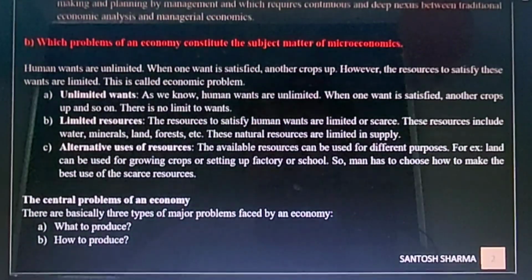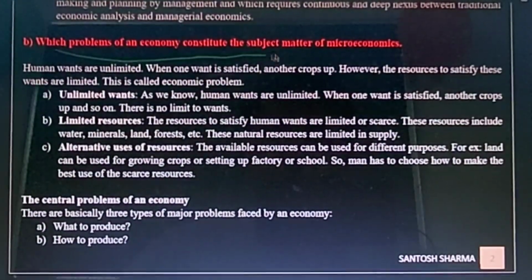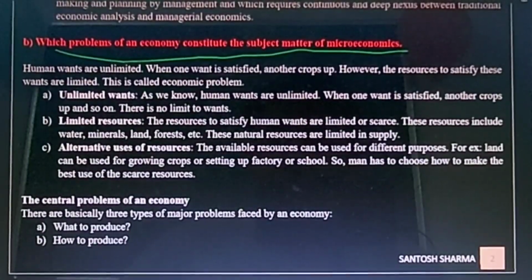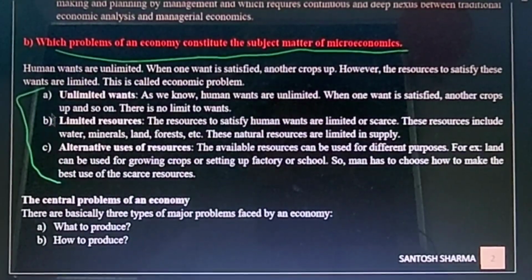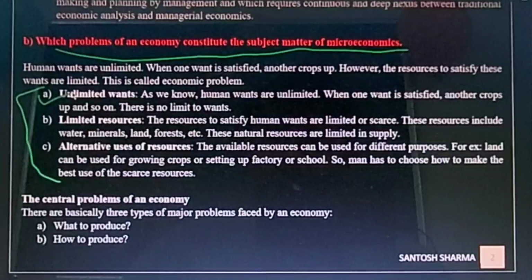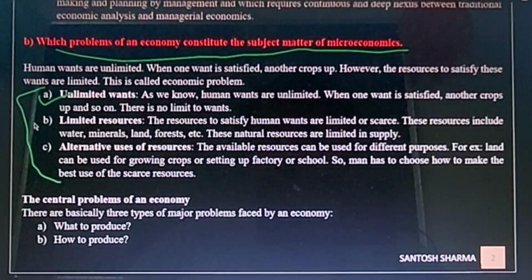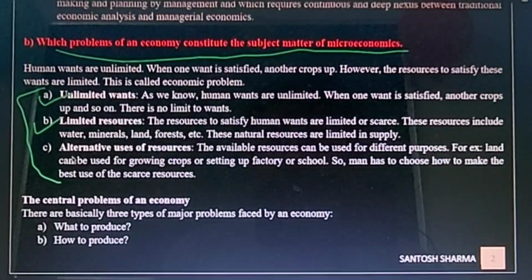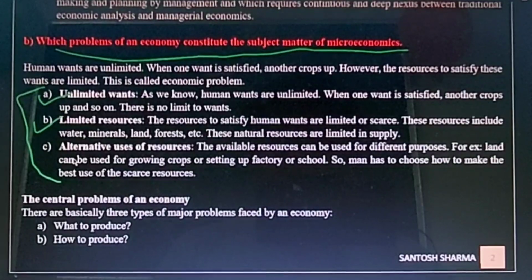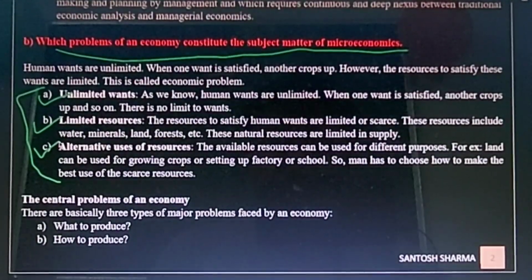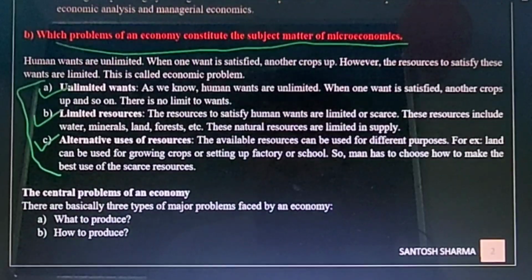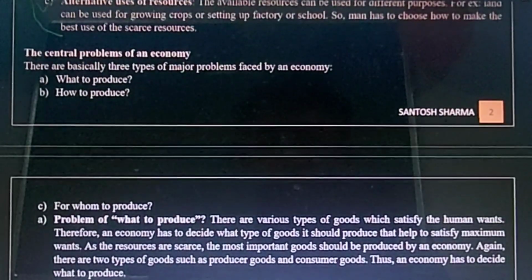The second part of the question is which problems of the economy constitute the subject matter of microeconomics. So basically these are the causes of the problems. Like, why do we study economics? Basically we have unlimited wants, our desires are unlimited, but we have limited resources to satisfy these wants. So we need to choose the best possible commodity or resource. And again, whatever resources are available with us, they have alternative uses. For example, a piece of land can be used for factories, for setting up schools, like that.